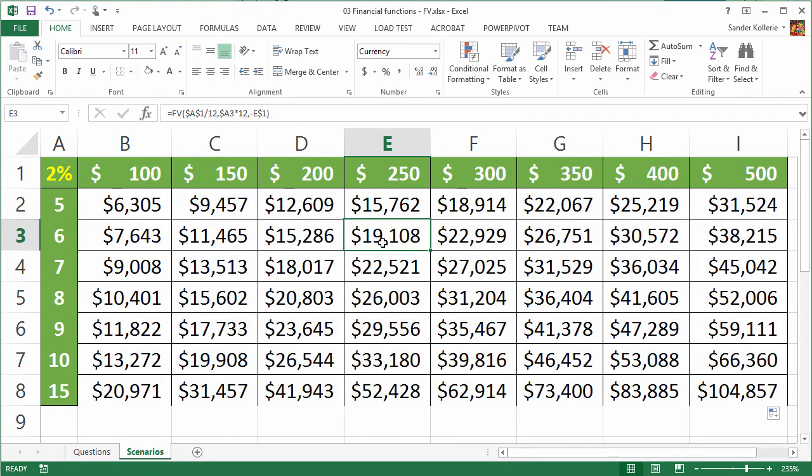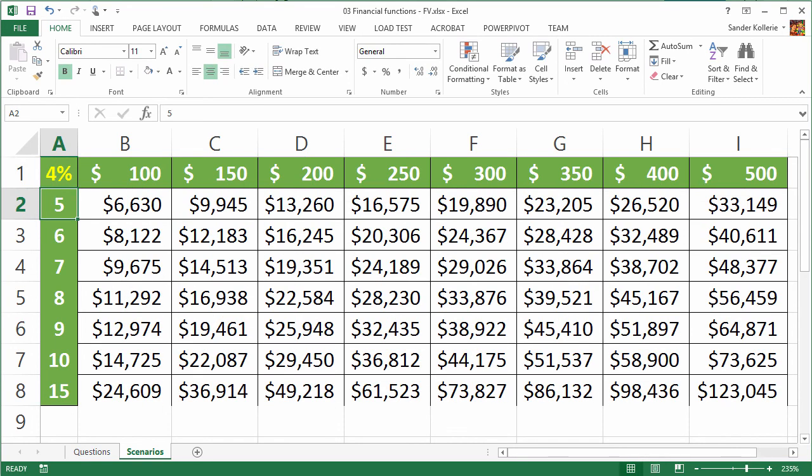Let's copy this. And we can copy it right away to the right. And now we have our overview. And the nice thing about this overview is that it's pretty easy to change things, because we can just put 4% here. And we can see all the numbers change. So now we get $61,523 if we put in $250 per month for 15 years.